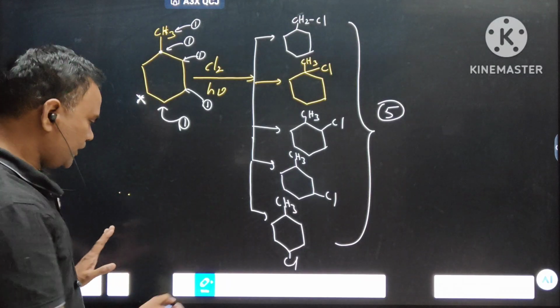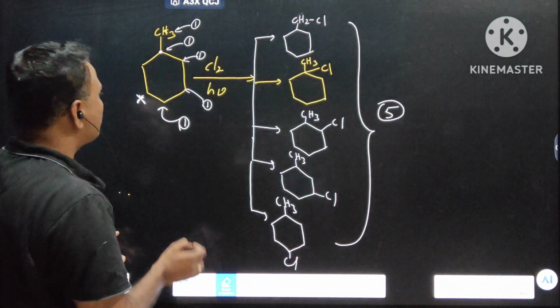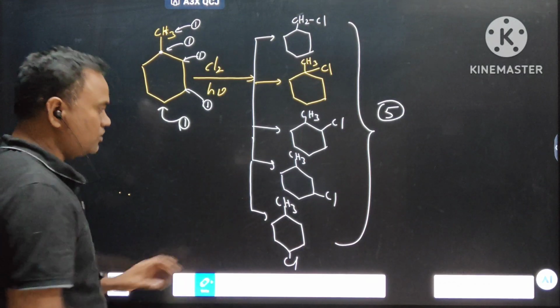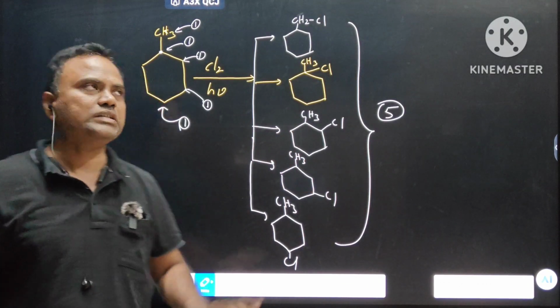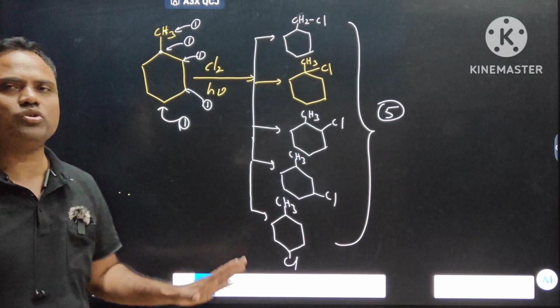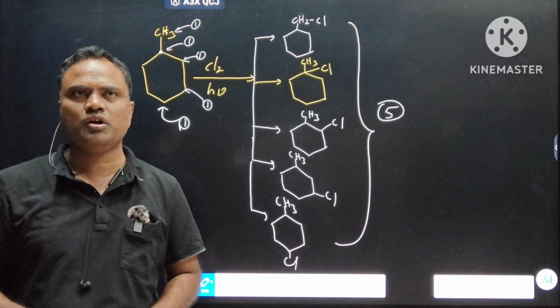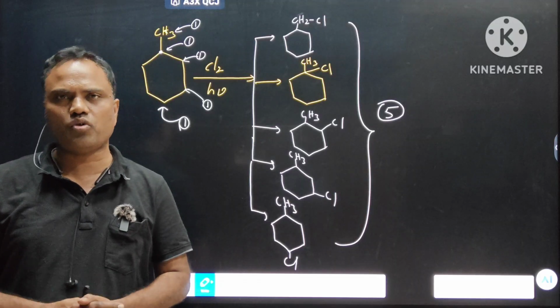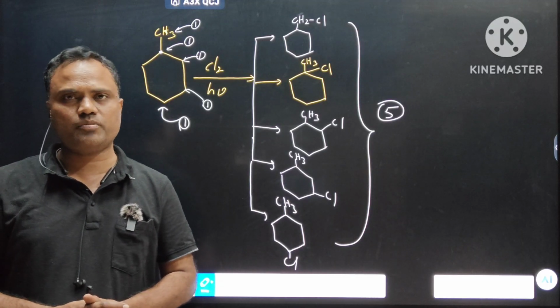And see, I'm giving one special name for these five compounds. These are structural isomers. What we did up to now, we calculated structural isomers. How many structural isomers are formed?